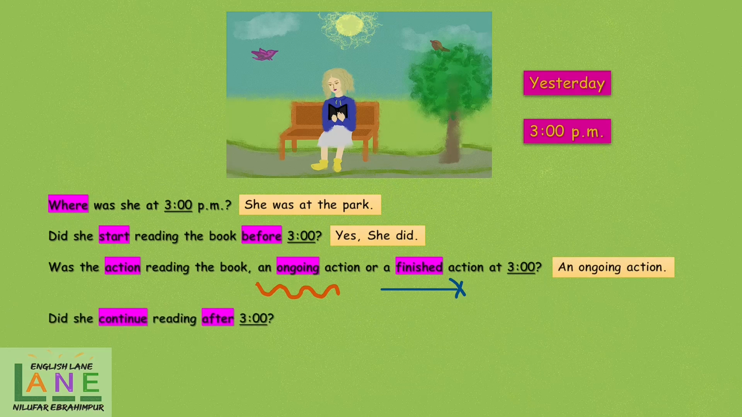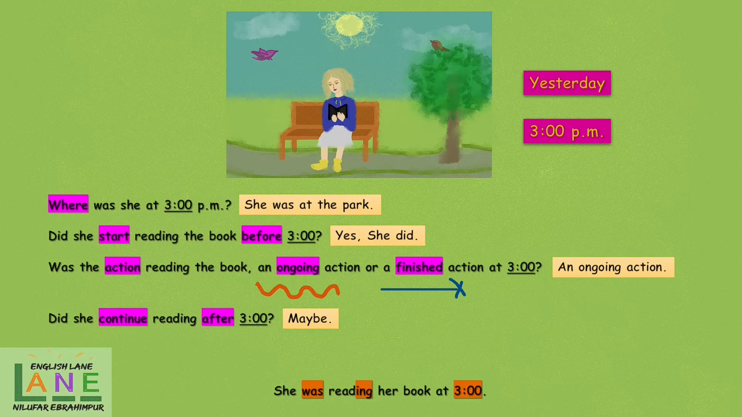Did she continue reading after 3? Maybe, but in this example, she continued reading after 3. So, we want to talk about an ongoing, continuous action, something that was going on. So, what is the sentence that I can write about Wendy reading her book at that time in the past?